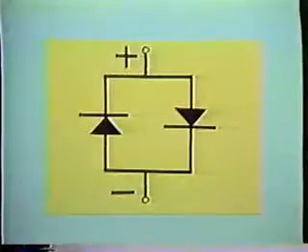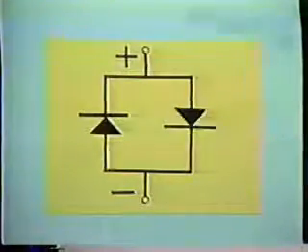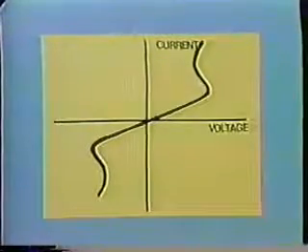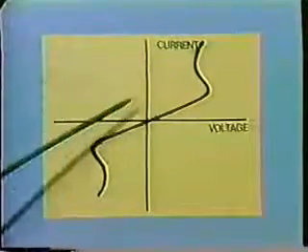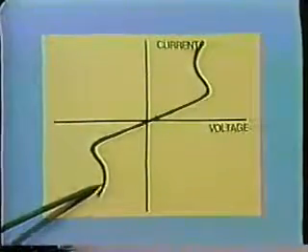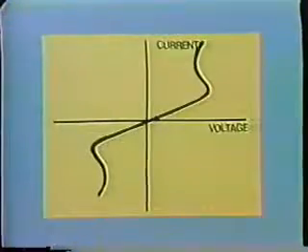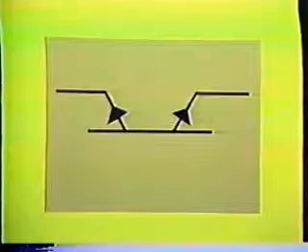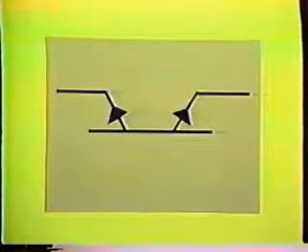The diac is a 5-layer device. It has 2 terminals and somewhat resembles 2 Zener diodes in parallel. The characteristic curve of the diac shows that it will conduct when either positive voltage or negative voltage of sufficient magnitude is applied. This is the symbol for the diac.